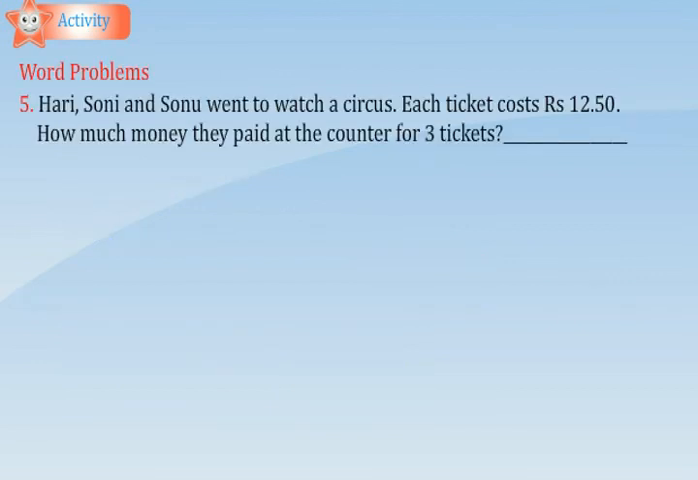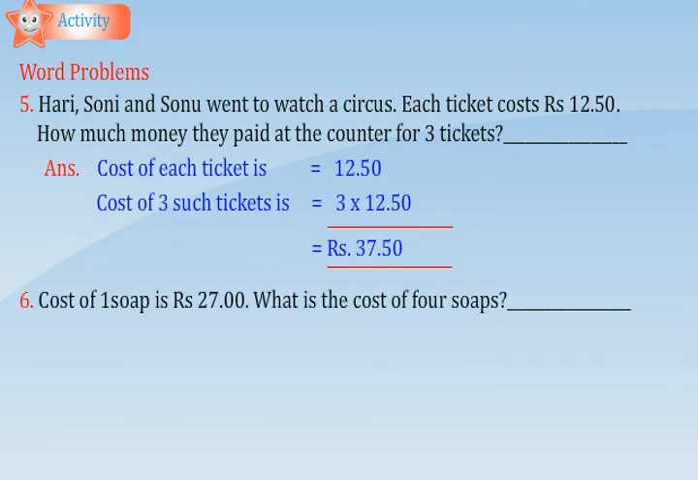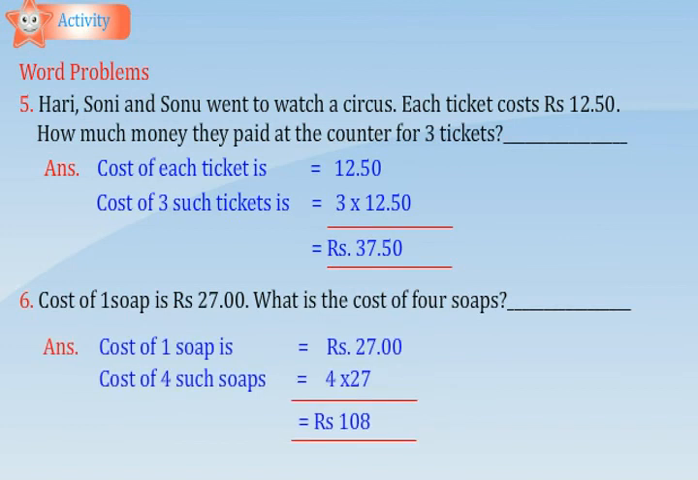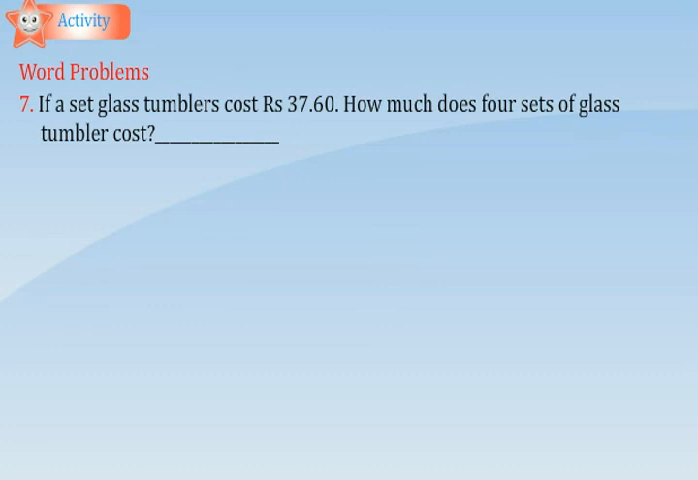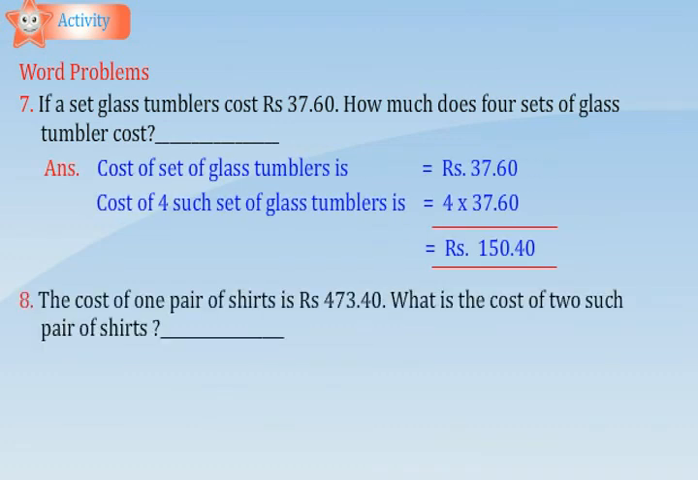Hari, Soni and Sonu went to watch a circus. Each ticket costs rupees 12.50. How much money they paid at the counter for 3 tickets? Cost of 1 soap is rupees 27. What is the cost of 4 soaps? If a set of glass tumblers cost rupees 37.60, how much does 4 sets of glass tumblers cost? The cost of 1 pair of shirt is rupees 473.40. What is the cost of 2 such pair of shirts?